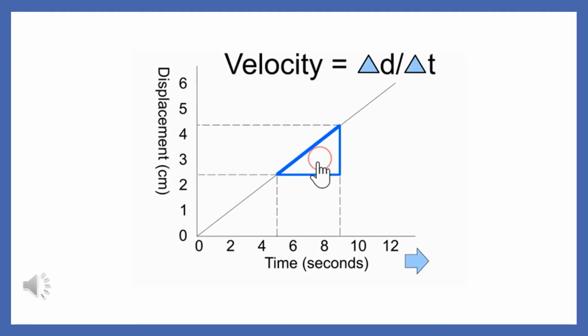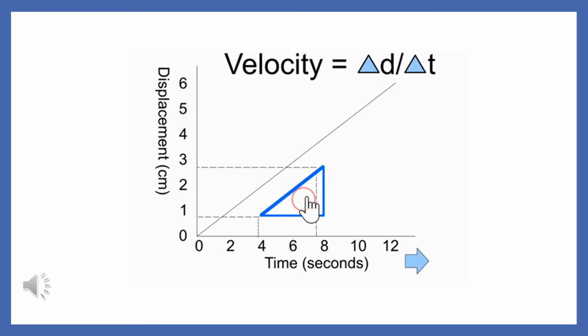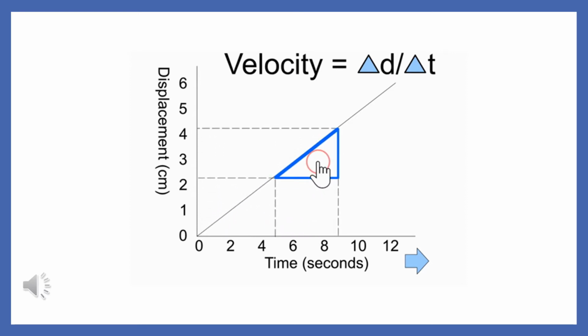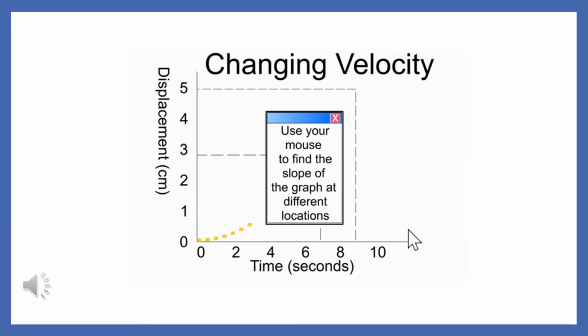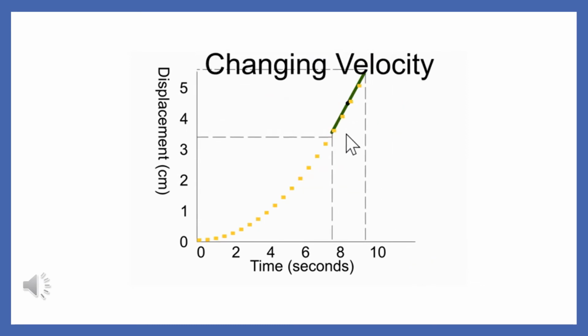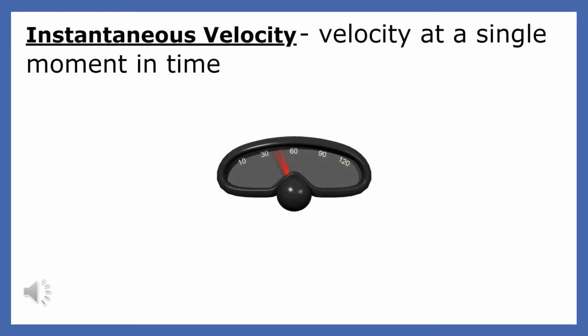Let's take another look at the animation we saw at the beginning of the presentation. When the slope of a displacement versus time plot doesn't change, we can find the velocity using any 2 points on the line. When the slope, and therefore the velocity, changes the whole time, we can only find the velocity at a particular point in time. The velocity of an object at a particular point in time is called the instantaneous velocity. Speedometers give drivers their instantaneous velocity.